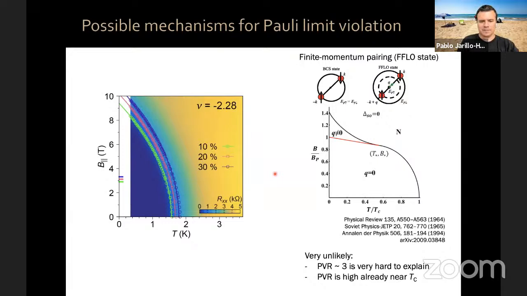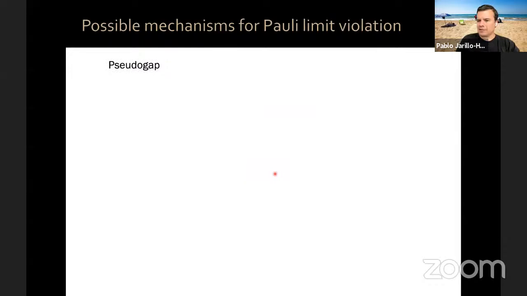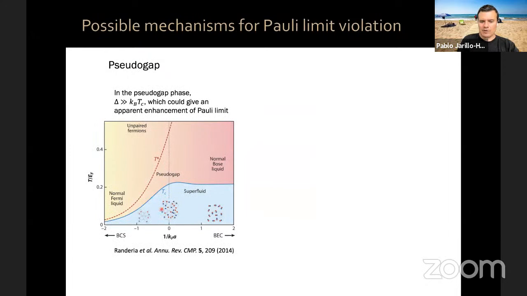Now, you can also have preformed pairs, which can manifest themselves as a pseudo gap that can happen in the strong coupling regime. Remember, because in our system we're close to the BEC to BCS crossover, it could be that we have gap values which are much, much larger than what the kB TC formula, the BCS formula, would give you, okay?